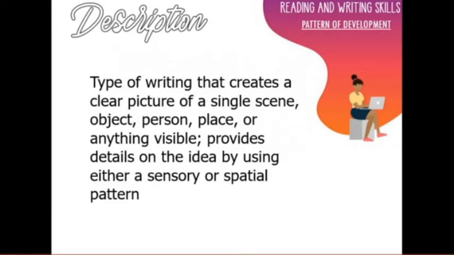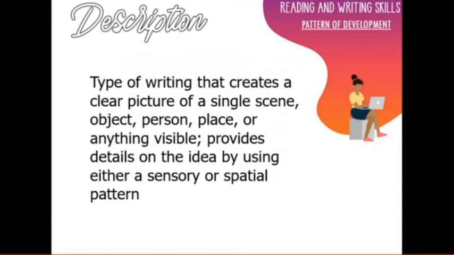The next one is description. Again, from its root word, describe. So this type of writing creates a clear picture of a single scene, object, person, place, or anything visible. It provides details on the idea by using either a sensory or spatial pattern. So, you know what are the five senses? We have five senses. It talks about our sense of smell, sight, touch, and so on.